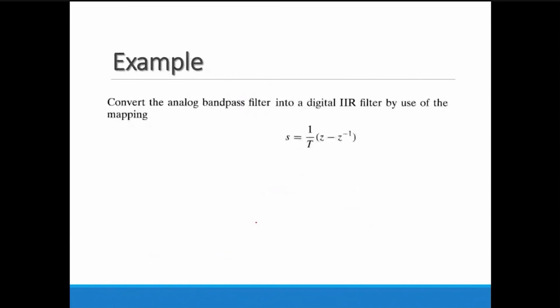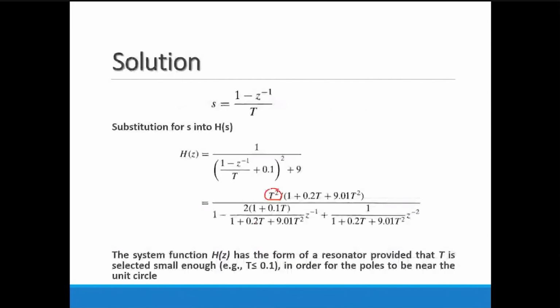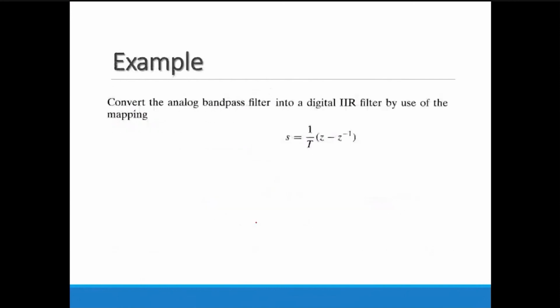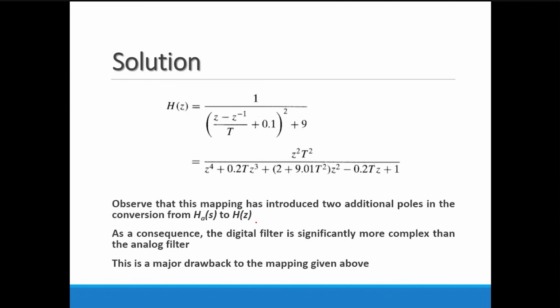Convert the analog bandpass filter into a digital IIR filter by use of the mapping. Here the mapping function is s is equal to 1 by t (z minus z raised to minus 1). Instead of taking s is equal to (1 minus z inverse) by t as in the earlier case, another mapping function is given to you, s is equal to 1 by t (z minus z inverse). So if you apply this, you are getting this H of z.